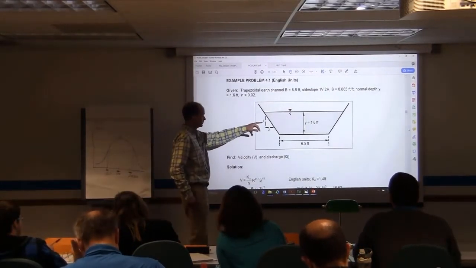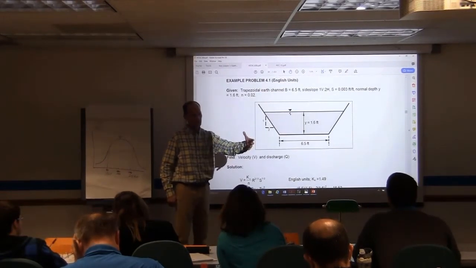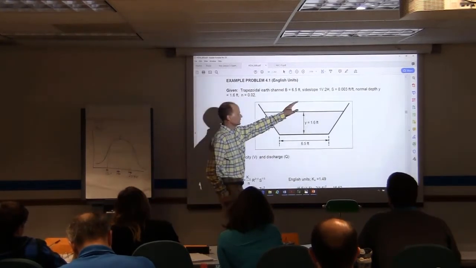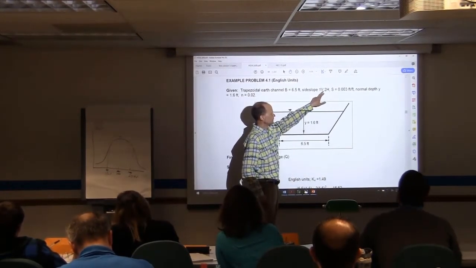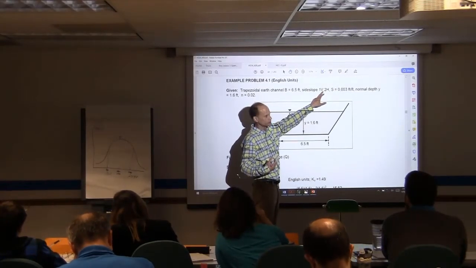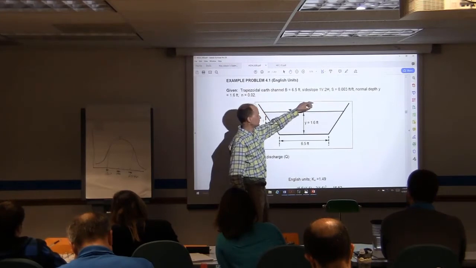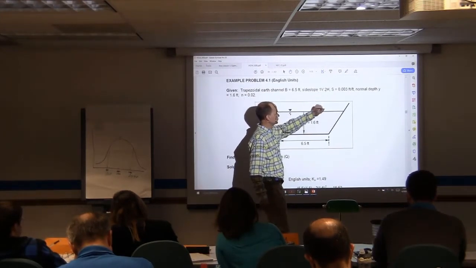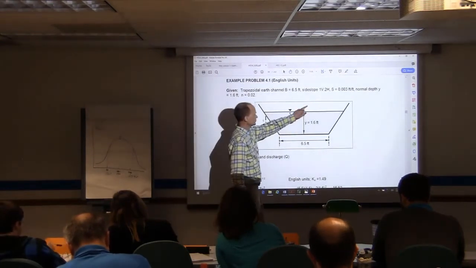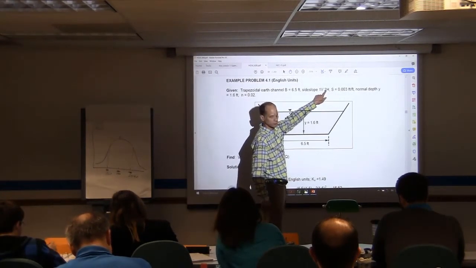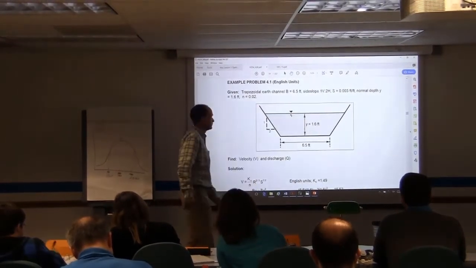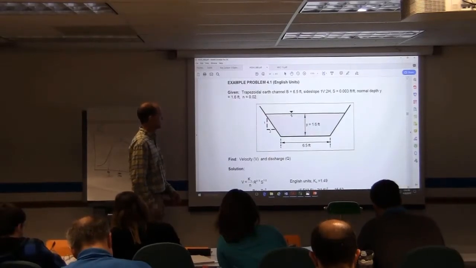The side slope, whenever you're talking about side slope, sometimes it's vertical to horizontal, sometimes it's horizontal to vertical. I always like to see this in parentheses at least, so that I know for sure, because it gets very confusing for me. I always forget which one is coming first. The side slope is 1 vertical to 2 horizontal. The equation that we're going to use, when you see Z, that's just the horizontal component of that side slope ratio, so it's going to be 2. The slope is 0.003.